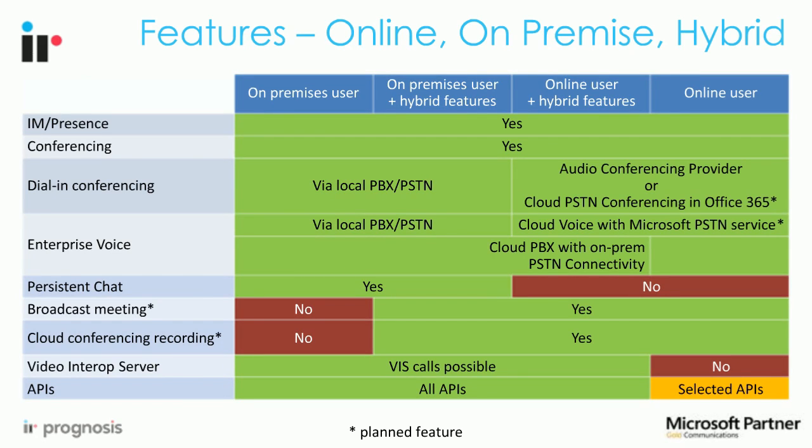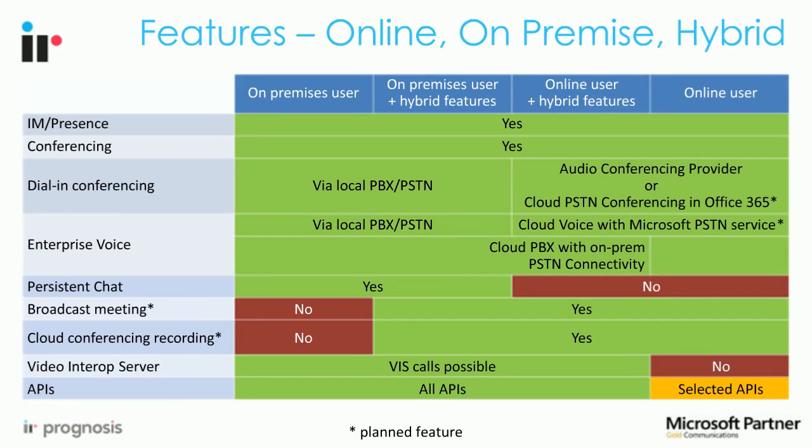But when you actually make that decision, you also have to understand the features that you will have being a pure on-premises or a pure cloud user, or a user homed on-premises in a hybrid solution, and a user homed in the online pool in a hybrid solution. So I've listed some in this table here. If you take a look at the basic features in terms of IM presence and conferencing, they are available in all of these combinations.